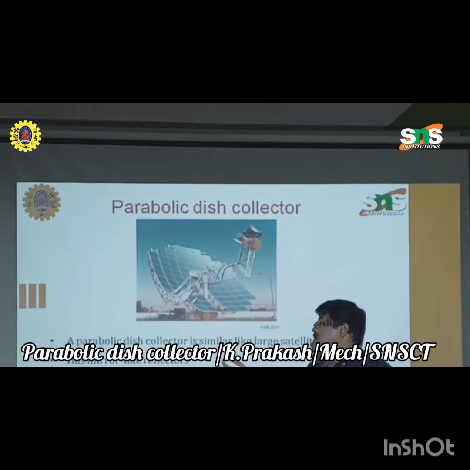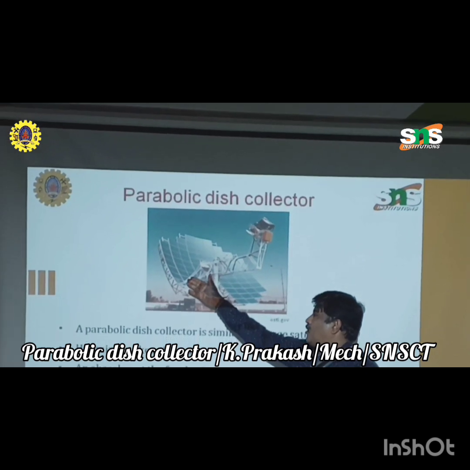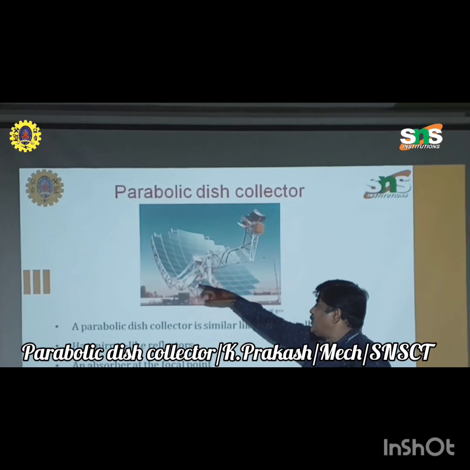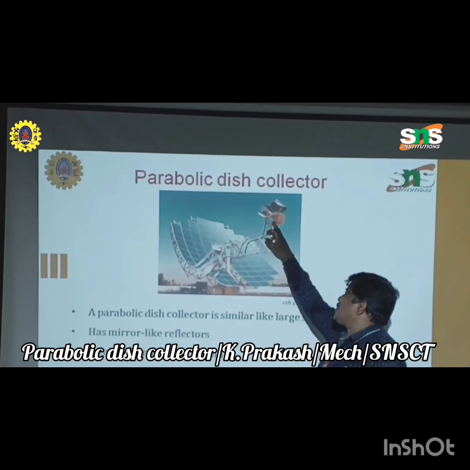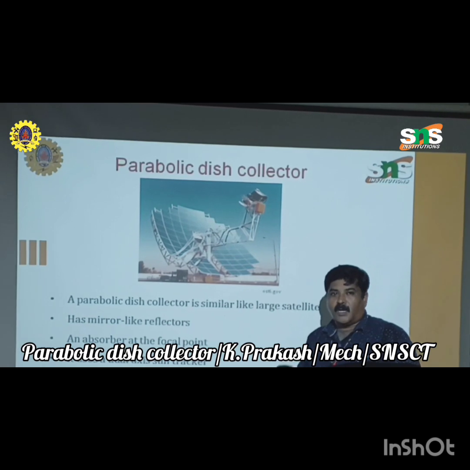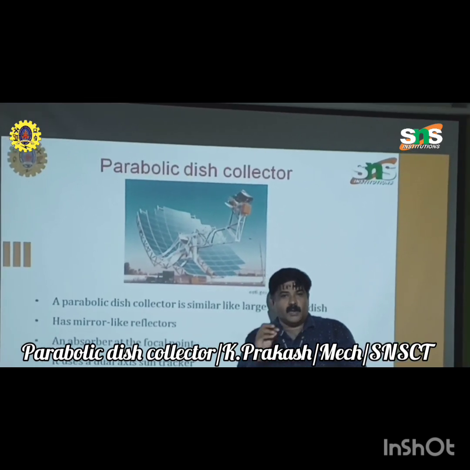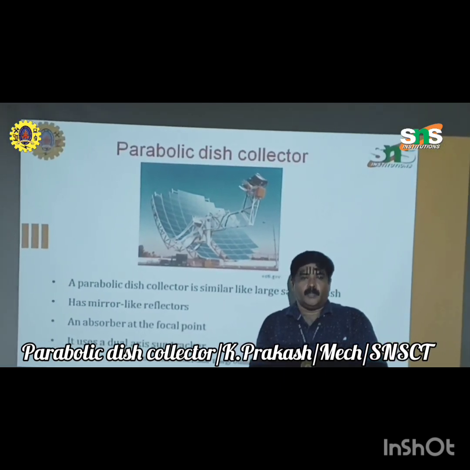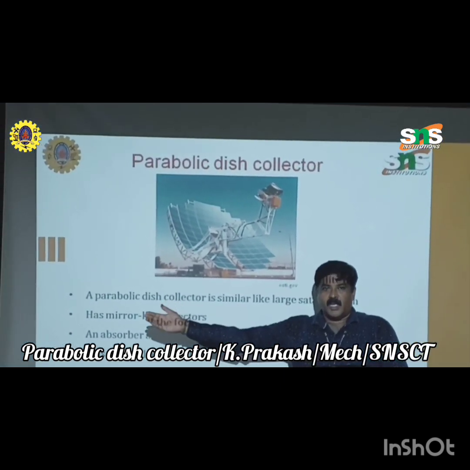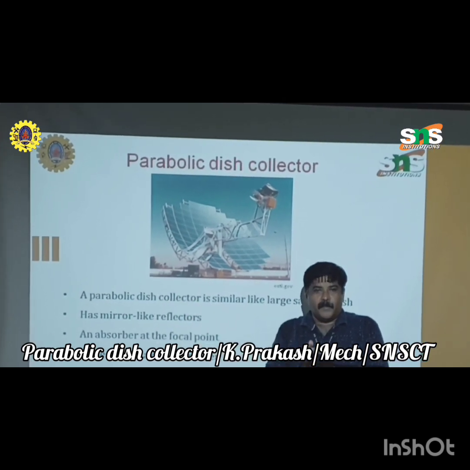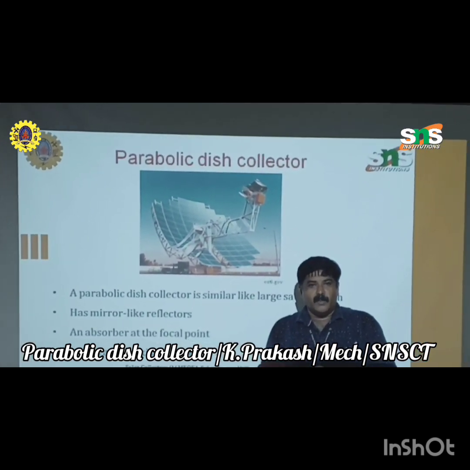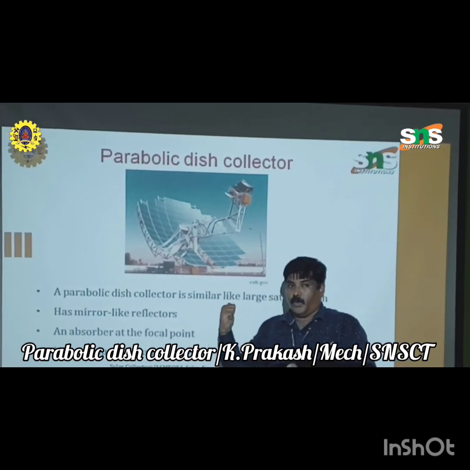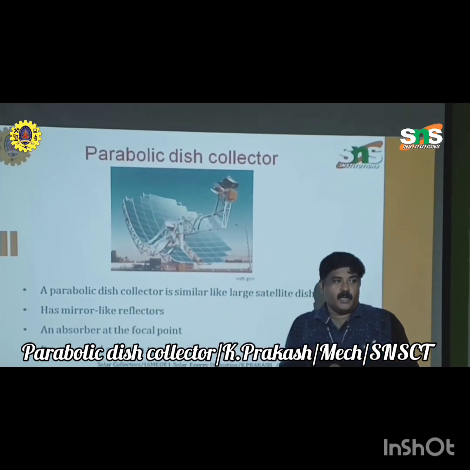When the solar radiation is falling on this parabolic dish collector, all the solar radiation is reflected to a particular point, where the working fluid is passing. Because the heat is concentrated at a particular point, the intensity is very high, so the heating of the fluid takes place quickly. Instead of heating in different places, all the heat is used in one place, which reduces the time and increases the heating of the fluid. So this is the working of a parabolic dish collector.